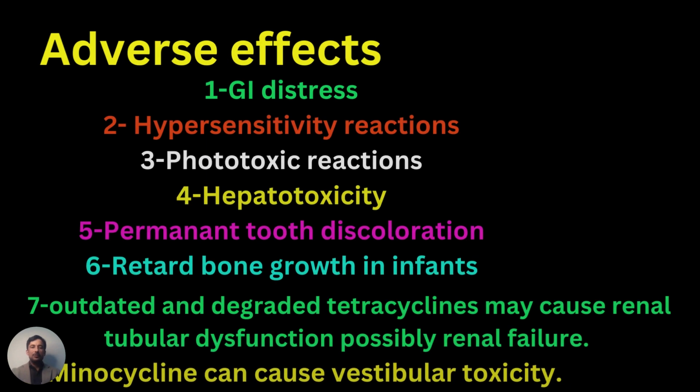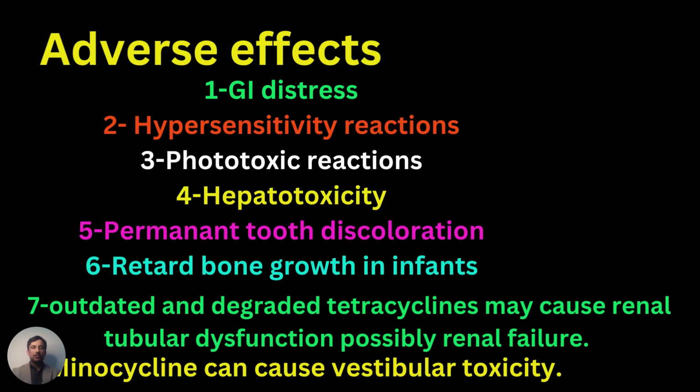Now, what are the adverse effects of the tetracyclines? It causes gastrointestinal distress, hypersensitivity reactions, phototoxic reactions, hepatotoxicity, and permanent tooth discoloration. These are the very famous adverse effects of the tetracyclines. They also retard bone growth in infants. Outdated and degraded tetracyclines may cause renal tubular dysfunction, possibly renal failure. Minocycline can cause vestibular toxicity. So these are the adverse effects of the tetracyclines.